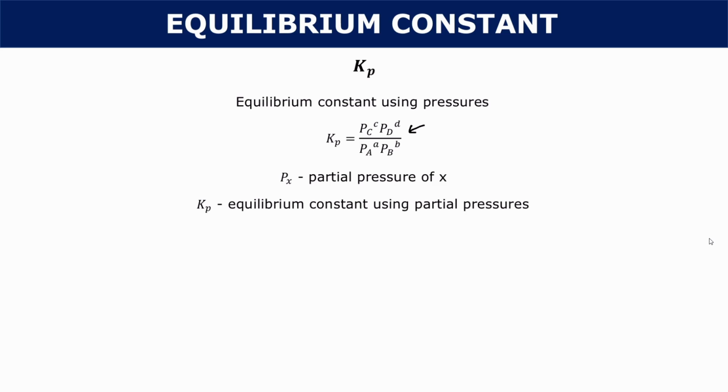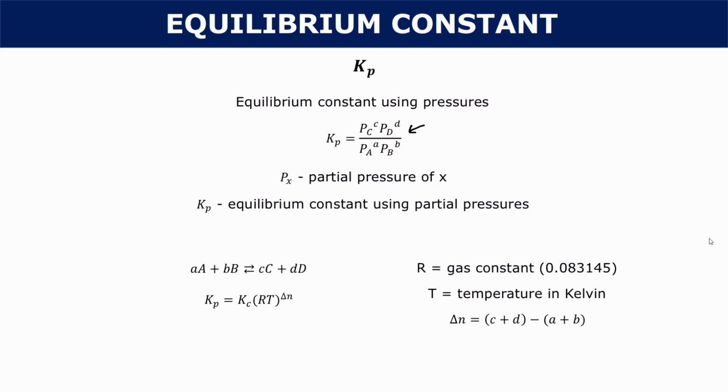There is a relationship between Kc and Kp, and it's going to be this. Kp is going to equal Kc times R times T to the delta N. And delta N just represents this little value here, where C is this stoichiometric coefficient, D is that stoichiometric coefficient, A is that stoichiometric coefficient, and B is that. Alright, so Kc and Kp are pretty basic.